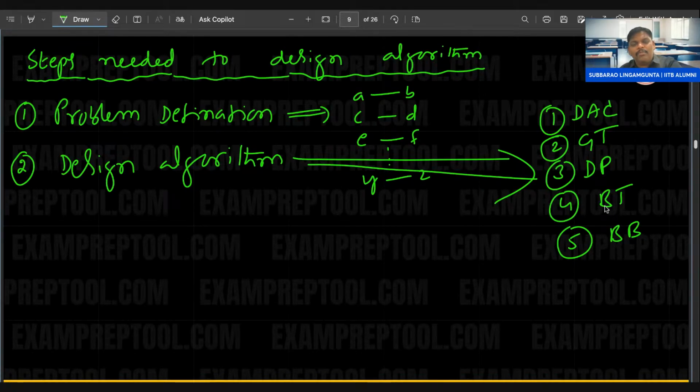Nowadays algorithm design is slightly changed. Normally people think of one designing technique as divide and conquer, another as the greedy technique, another as dynamic programming, another as backtracking, another as branch and bound. But nowadays there are a few more patterns. People working in big companies like Google, Microsoft, Amazon found some more patterns. It's the same thing, but they did it in a little more detail. As of now we are studying only five.